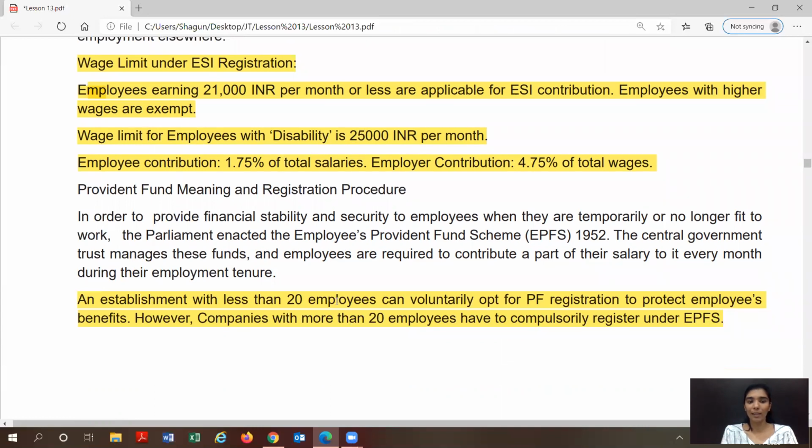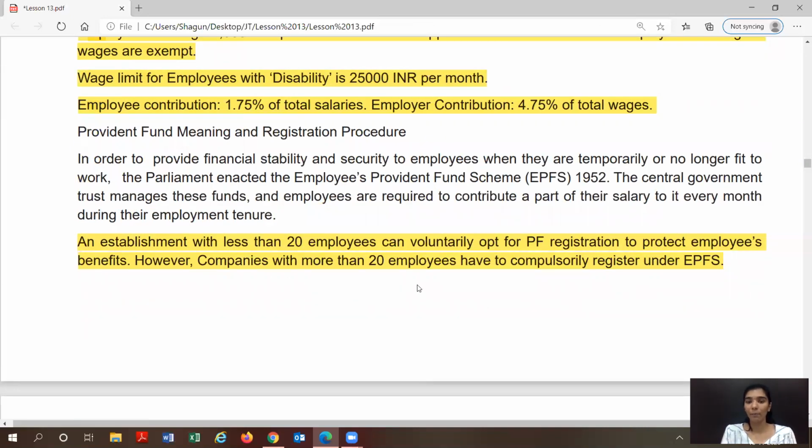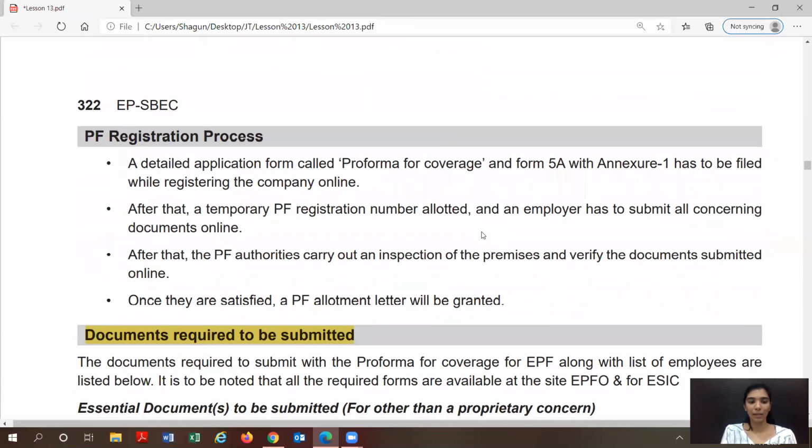An establishment with less than 20 employees can also voluntarily offer PF registration. However, companies with more than 20 employees have to compulsorily register for EPF or Employee State Provident Fund. That was ESI. Now this is Employee State Provident Fund. ESI में 10 employees का criteria था और EPF में 20 employees का criteria है. So also similar to ESI.